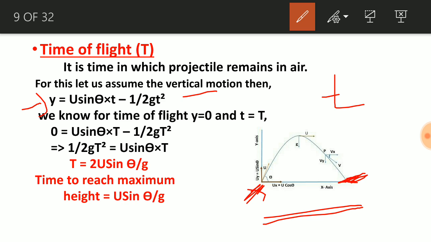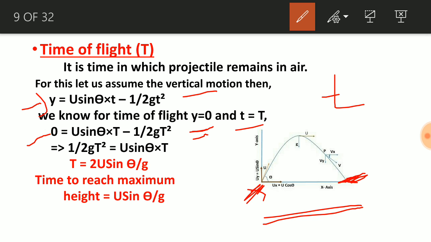Now in the end, it is also in the ground. In ground means towards the x-axis, so the value of y will be 0. Because of that, for a complete time of flight, y will be 0 and small t will be capital T.